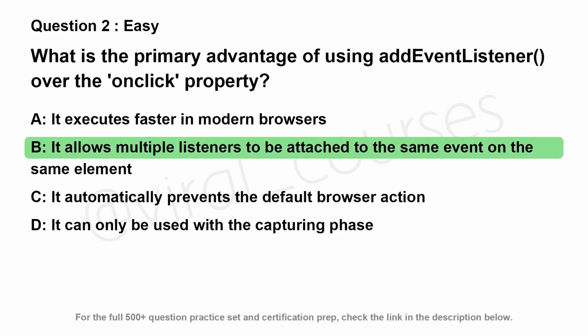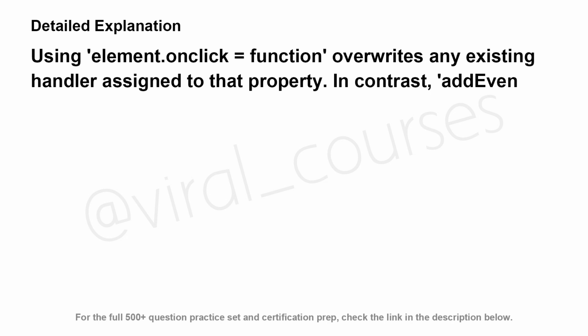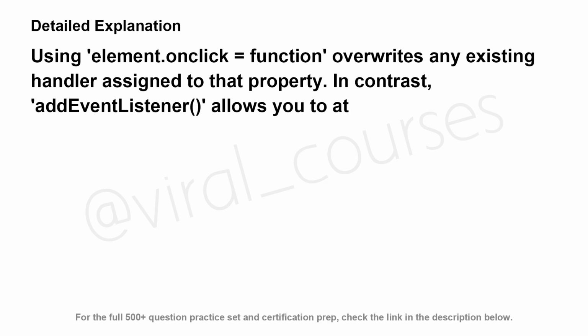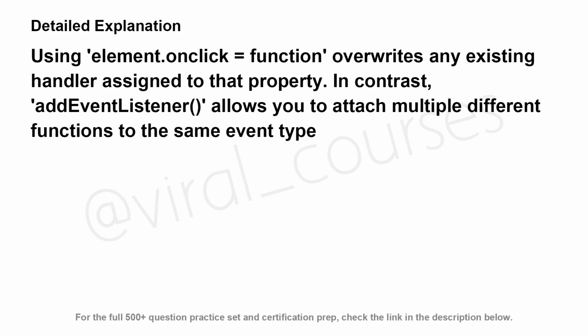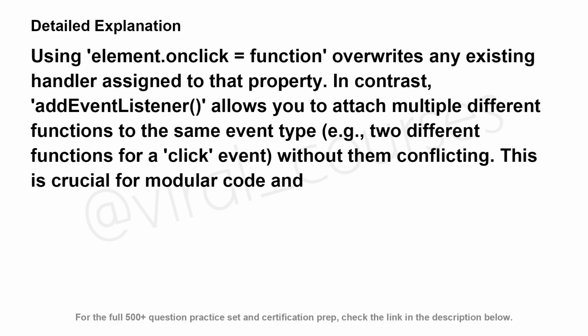The correct answer is B. Using element.onclick equals function overwrites any existing handler assigned to that property. In contrast, addEventListener allows you to attach multiple different functions to the same event type, e.g., 2 different functions for a click event, without them conflicting. This is crucial for modular code and third-party libraries.